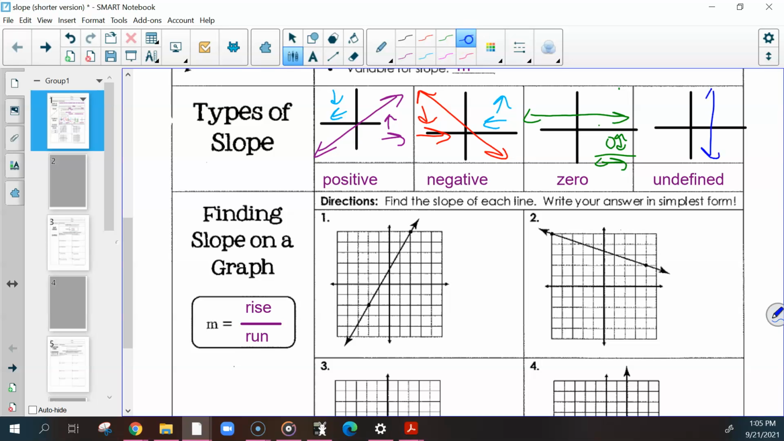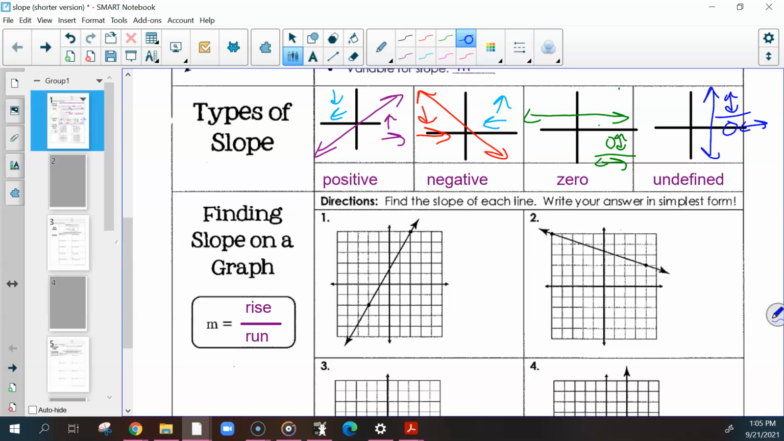Undefined slope is a vertical, straight up and down. So that one has a vertical change, but it does not have a horizontal change.